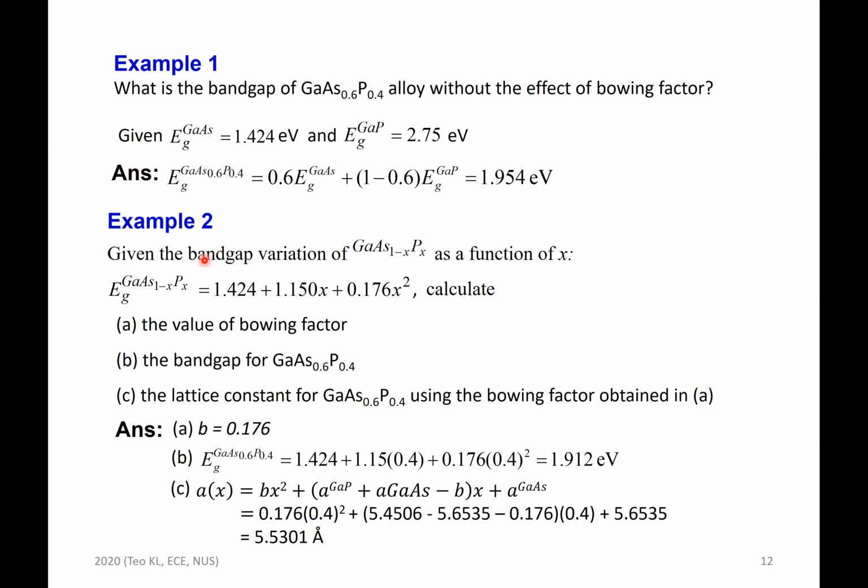Example 2, given the band gap variation of gallium arsenide phosphide as a function of the composition is as follows. That means I give you the band gap energy as a function of composition to be of this form.